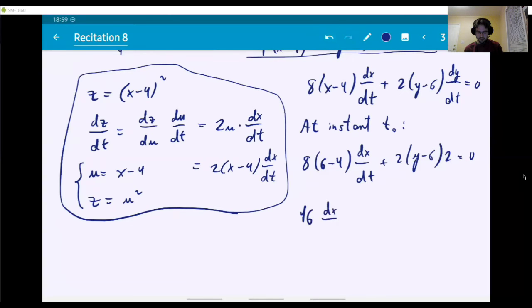So 16 dx/dt. Maybe you can write something like this, evaluated at the instant t0, just so you are sure that this is not a general equation. It's only valid at that specific instant. But then I prefer to use this notation, 16 x'(t0) plus 4 times (y(t0) - 6) equals 0. All right. x'(t0) is the thing that we want to find in this problem, actually the absolute value of that. Well, we're going to need to find y first.